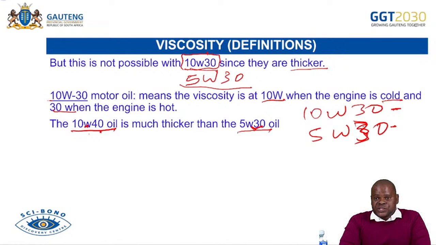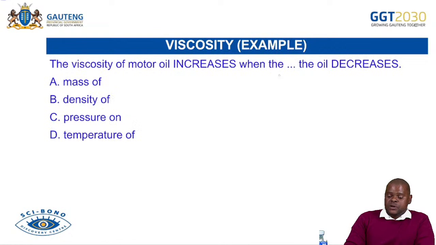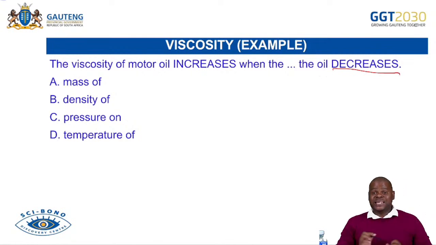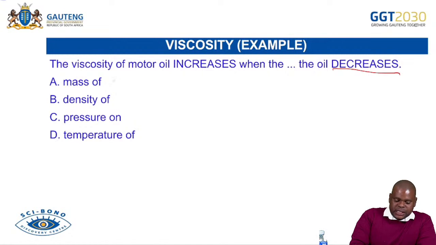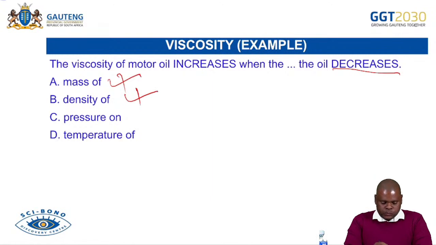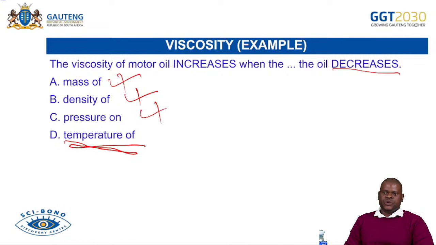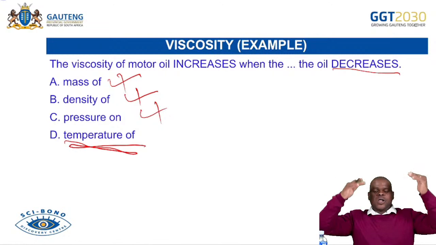Then let's look at this example concerning the viscosity. We have a multiple choice question. It says the viscosity of a motor oil increases when the oil decreases. What increases the viscosity of oil? Is it a mass? No. Density? No. Pressure? No. But the temperature. If the temperature becomes less, that means the viscosity becomes more. That is what we said.